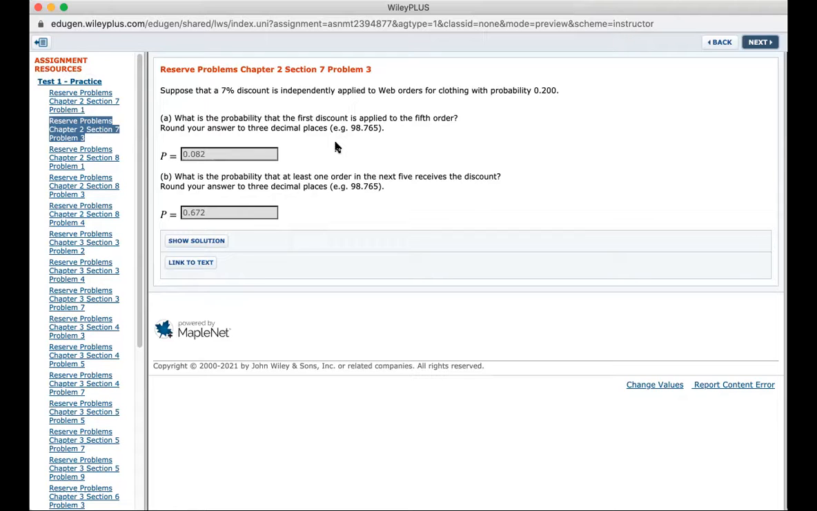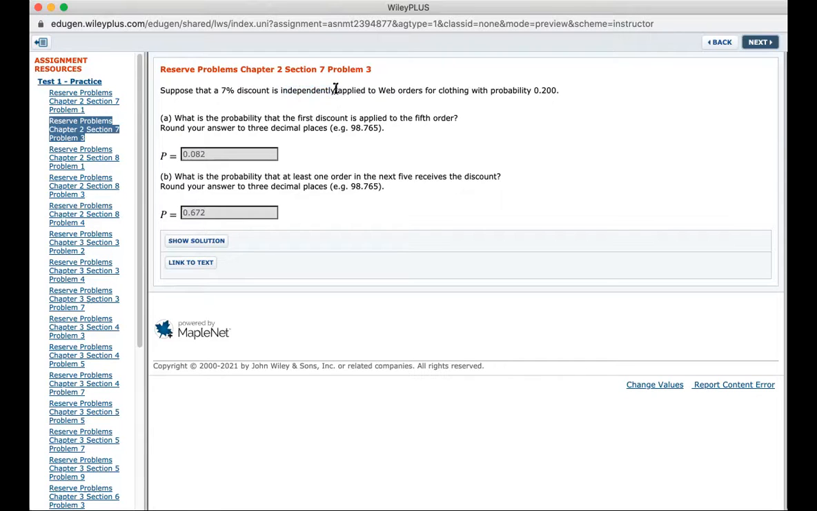Think about this. The guy just did the first order. Assume that this guy ordered 5 times. Then the probability that he gets the discount on the first order is 0.2, the second order is 0.2, the third order is 0.2, because the problem says independently.